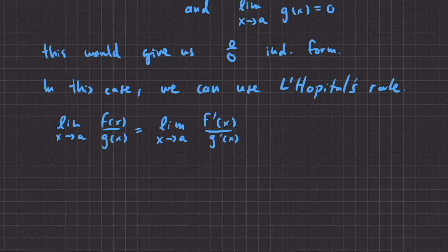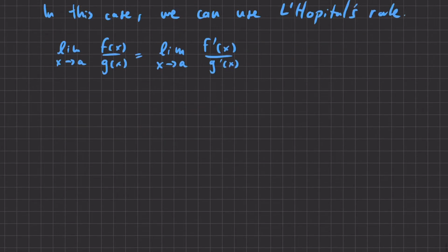Super straightforward. So if you have a limit that gives you 0 over 0 indeterminate form, and there's a few other forms as well that we'll go over, there's a trick. You differentiate the numerator and the denominator, and that's that.